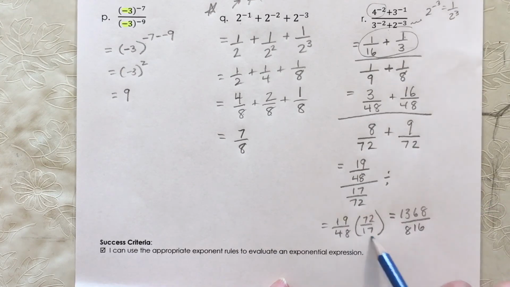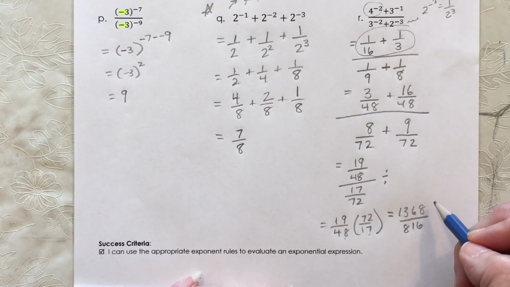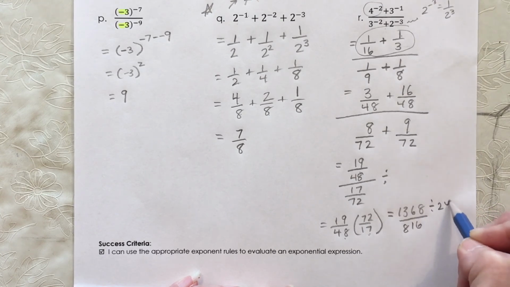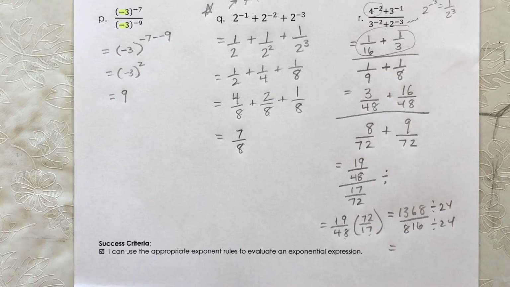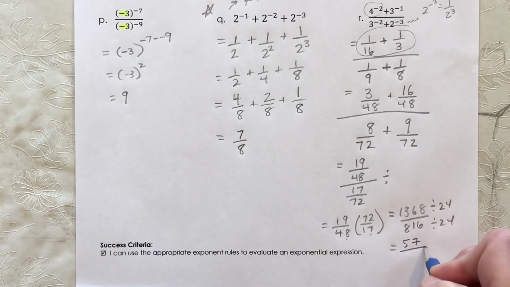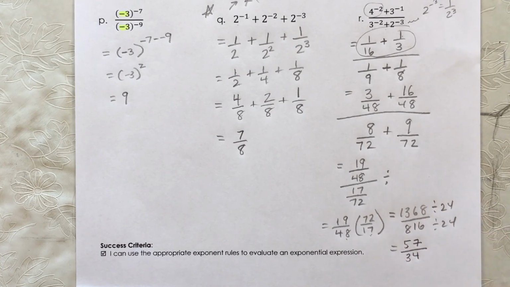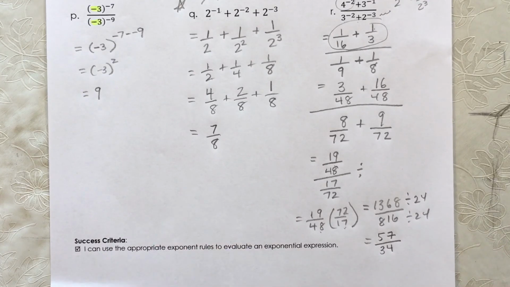So looking at these, 19 and 17 don't have any factors in common, but 72 and 48 at least have 12 in common. I think they have 24 in common actually, so we can divide top and bottom by 24, I believe. So 1368 divided by 24 is 57. And 816 divided by 24 is 34. So there we went from a 4-layer fraction to a 2-layer fraction in lowest terms, and that's our final answer.